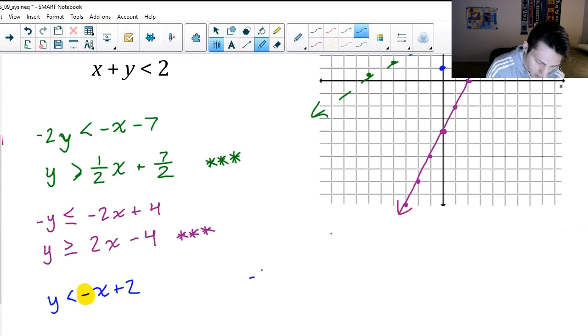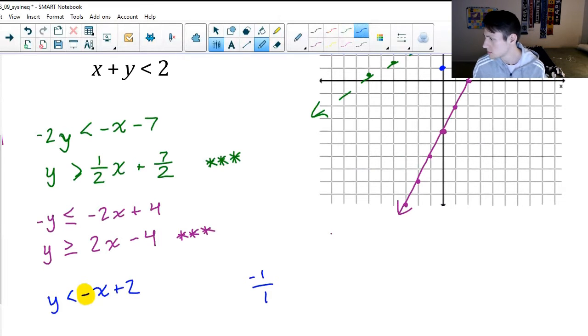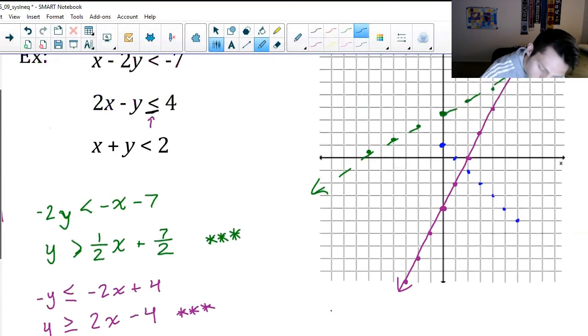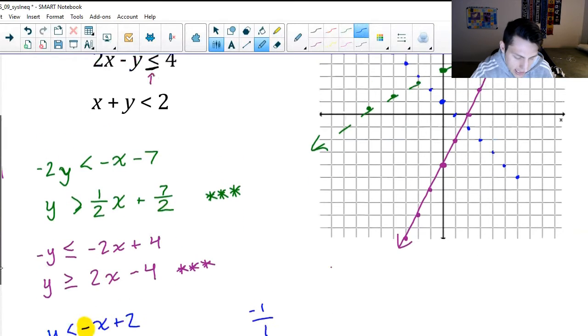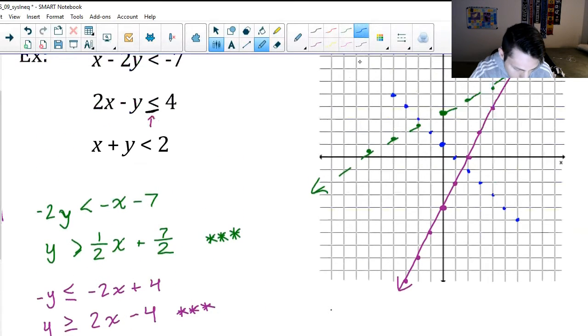Okay, so don't get confused by that. Just think of it as negative 1 over 1 so that we can imagine the rise over run part. So down 1, right 1, down 1, right 1, down 1, right 1. Or conversely, up 1, left 1, up 1, left 1. Okay, we can just see it's one box to the next in the corner. And this is y less than, so it should be another dashed line.